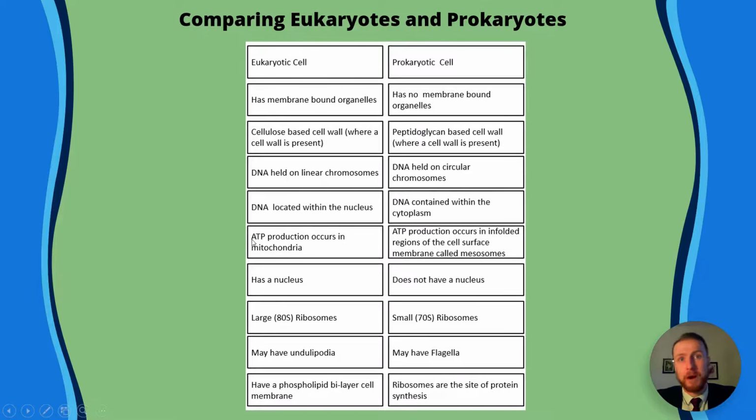ATP production occurs in mitochondria. They have a nucleus. They have large 80S ribosomes. They may have undulipodia for movement. They have a phospholipid bilayer or the cell membrane.